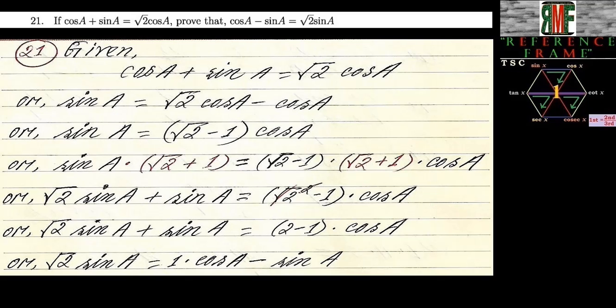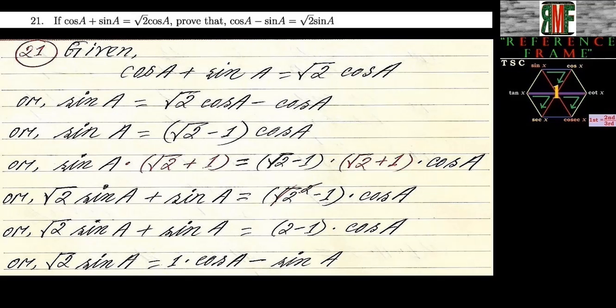So (a minus b) into (a plus b) becomes a square minus b square. b square means 1 square, so it's 1. Look, the square root sign and root 2 square, right? So the square root sign and the square sign cancel each other. So what are we going to have? We have only 2, that we can see on the very next line. On the very next line on the right side we're going to have (2 minus 1) into cos A.